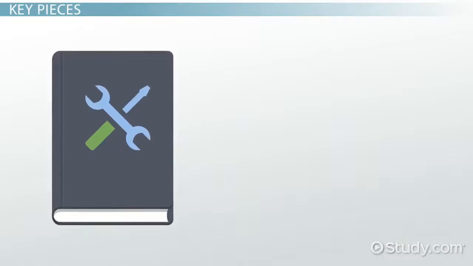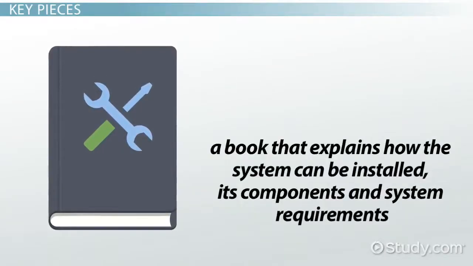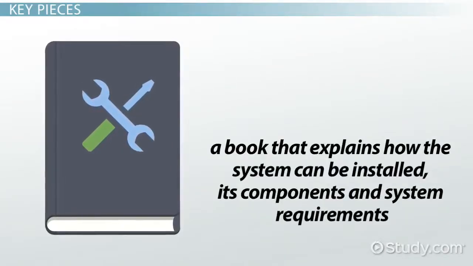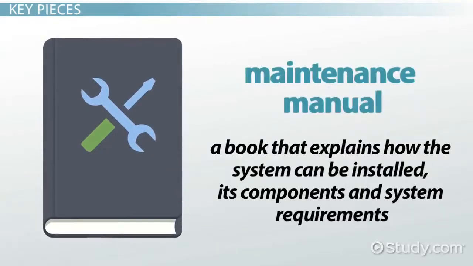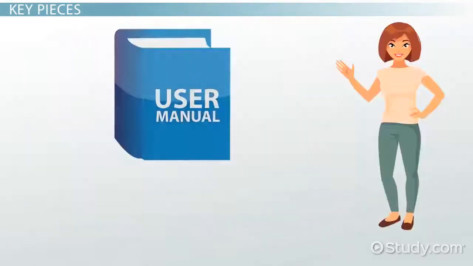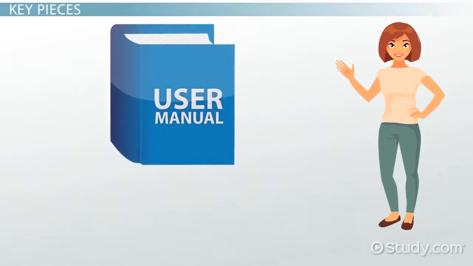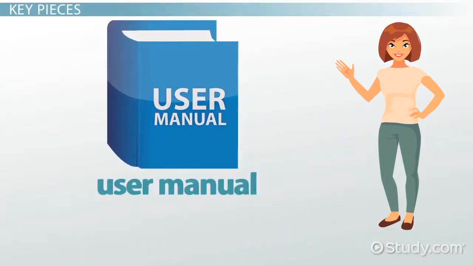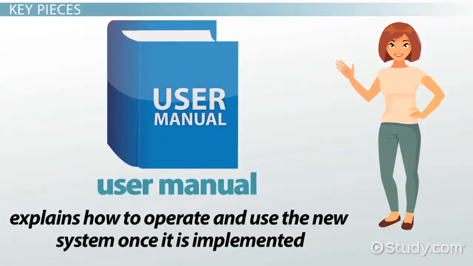First, along with the system, there needs to be a book that explains how the system can be installed, its components and system requirements. This book is known as the maintenance manual. Marge's research also taught her about a second type of book or manual known as the user manual, which explains how to operate and use the new system once it is implemented.